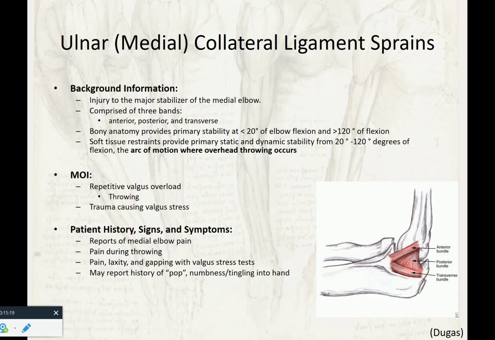Patient history, signs, and symptoms. They will report medial elbow pain, pain during throwing, pain, laxity, and gapping with valgus stress test, and they may report a history of a pop or numbness and tingling into the hand, and that's usually secondary to inflammation in that medial compartment of the joint, which then compresses the ulnar nerve, giving them symptoms distally.